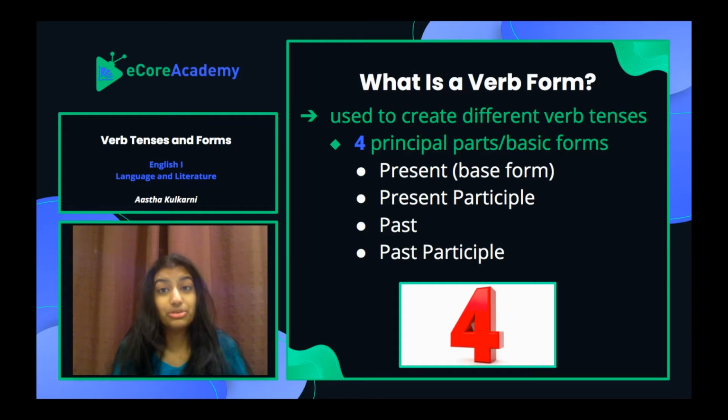Going back to verb forms, there are four principal parts, or basic forms, as they like to call them. Those are present, which is the base form or the most common foundation form, and then we have present participle, past, and then, as you might have guessed, past participle.